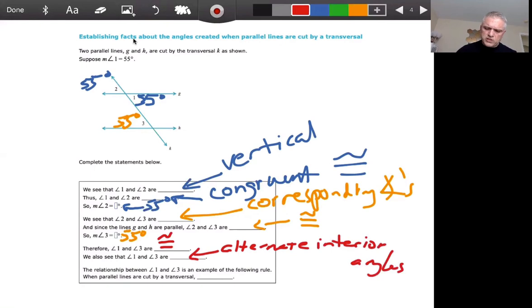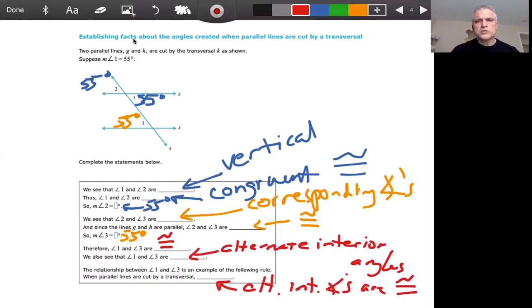The relationship between angle 1 and angle 3 is an example of the following rule, and you need this rule, so make sure you take advantage of knowing this. When parallel lines are cut by a transversal, alternate interior angles are congruent. Okay?